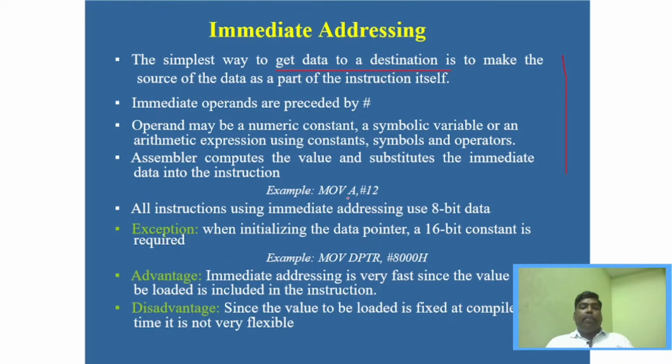You can see this example, MOV A, #12. What does it mean? This #12 is immediate addressing. Whenever you use this symbol, that is immediate addressing. We have to move this 12 data to the accumulator. Similarly, you can see here, we move this data to DPTR. DPTR is a 16-bit register, so it is 16-bit data. Whenever we need to feed data directly to the instruction, we can go for immediate addressing.